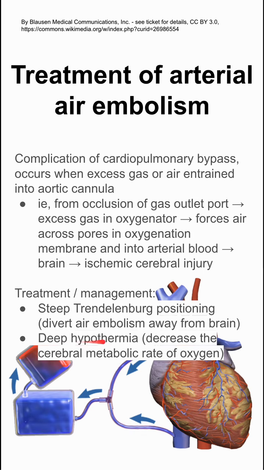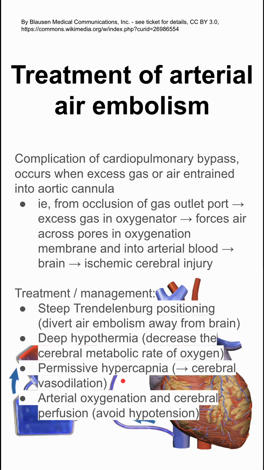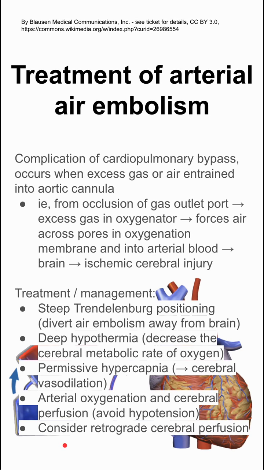You can also do deep hypothermia, which decreases the cerebral metabolic rate, which will limit the effect of the ischemic brain injury. You can also do permissive hypercapnia, which promotes cerebral vasodilation, increasing blood flow to the brain. You also want to avoid hypotension to maximize your arterial oxygenation and cerebral perfusion. And lastly, in some cases you might want to consider retrograde cerebral perfusion.